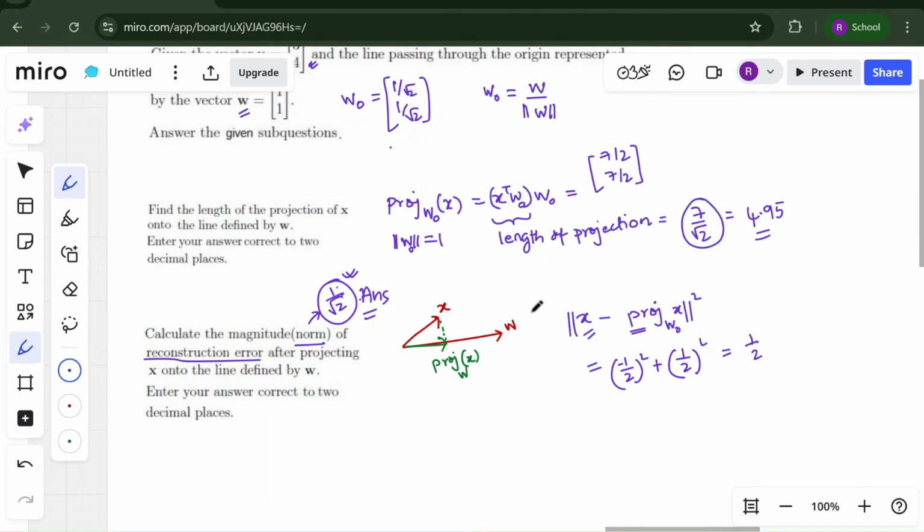You have to take the norm square of that residue. That residue is what the reconstruction error is. You have to take the norm square because the reconstruction error or the residue is again a vector, right? The residue is this vector. You can think about this as this small vector. Yeah, you have to take the norm square and then take the square root.